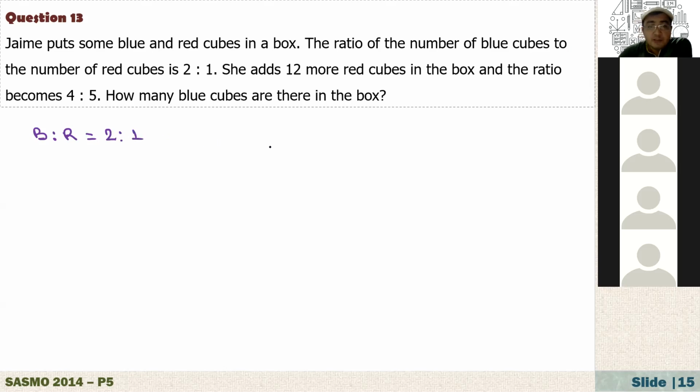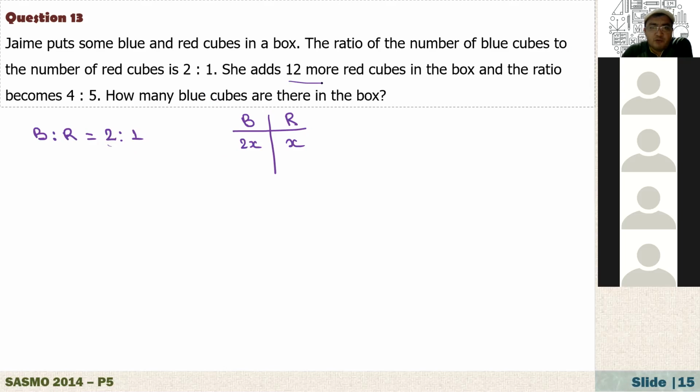Okay. So now, suppose that we have a box, right? We are talking about number 1. Here we have blue cubes, and here we have red cubes, right? It says that the ratio of the number of blue cubes to the number of red cubes is 2 to 1. What does this ratio mean? That means that if we have 2x blue cubes, then here we have x red cubes, right?